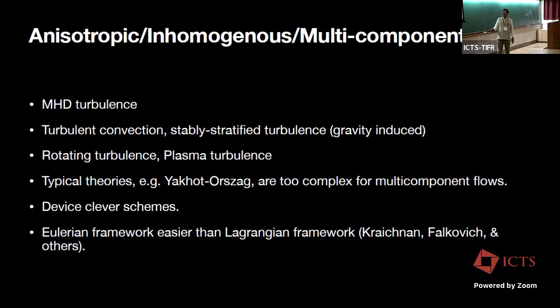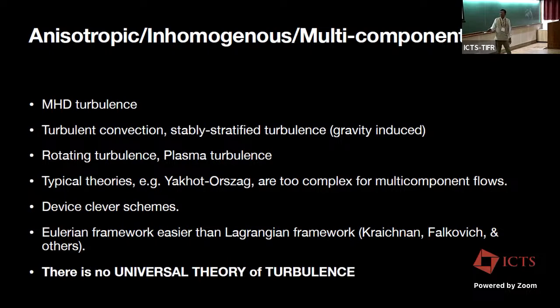So I'm going to apply the Eulerian framework. Though there are some issues which have been pointed out, like the sweeping effect is not well taken care of in the Eulerian framework, still I stick to it. It gives reasonable answers. I'm not going to follow the Lagrangian, which is much more difficult. I share this sentiment that there's no universal theory of turbulence because of these. One theory cannot explain all of it.